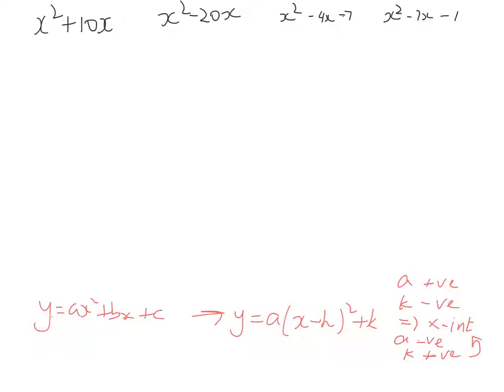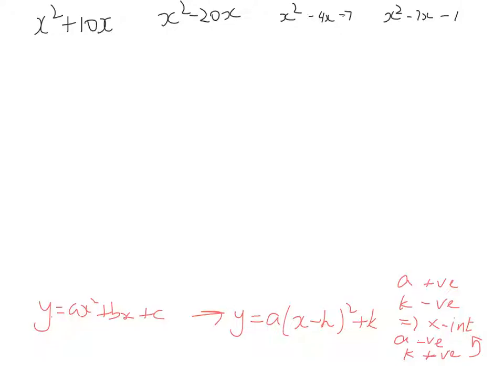Okay, next form of factorising we're going to look at is this idea of what we call completing the square. Now, when we complete the square, what we're doing is taking our general form and turning it into turning point form. So general form to turning point form, and we do that by completing the square.